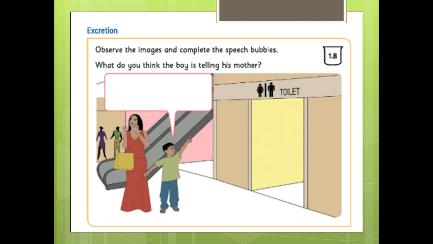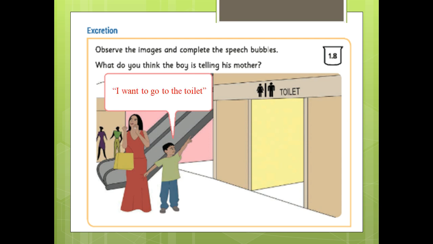Now here is an activity. Observe the image and complete the speech bubble. So what can you see in this picture, children? A mother is standing in the mall and a boy is showing a hand towards some place. Okay, let me see what happens. So what is the boy asking now? Exactly, he wants to go to the washroom. So what will the boy be telling? I want to go to the toilet.